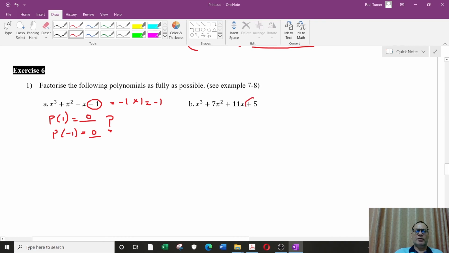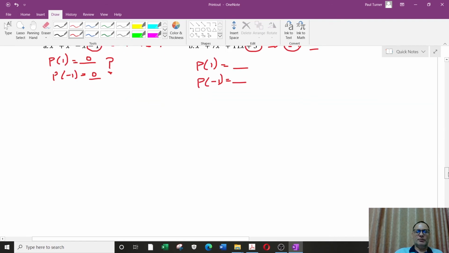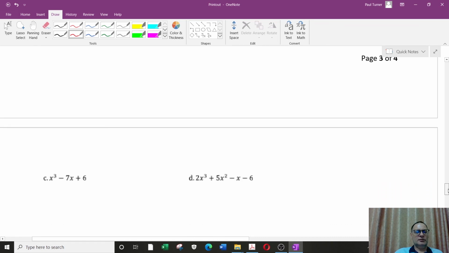The same here, we've got 5. So what are the factors of 5? So you've got plus or minus 1, plus or minus 5. Always start with the small numbers first. So you try P1. What do you get? Try P minus 1. If these don't work, then you need to try P5 and P minus 5. Okay? And then divide that polynomial and find the other factors.